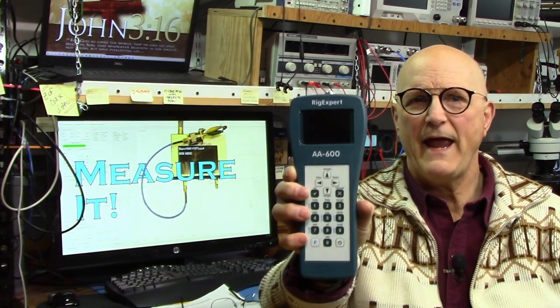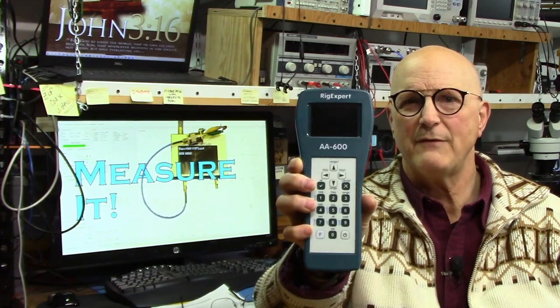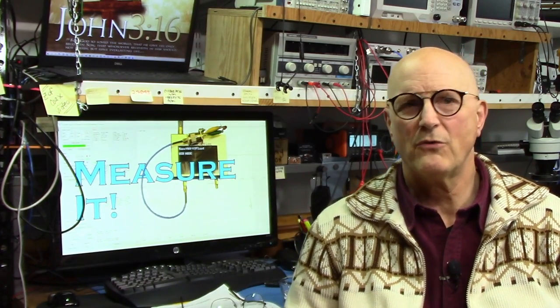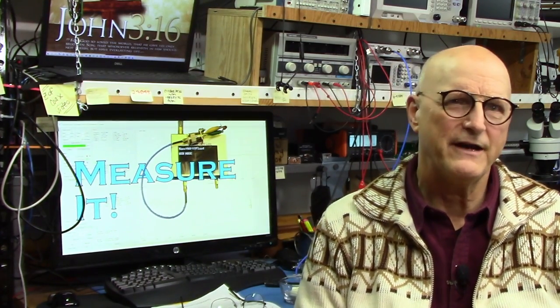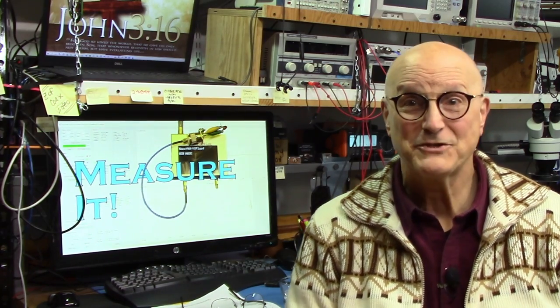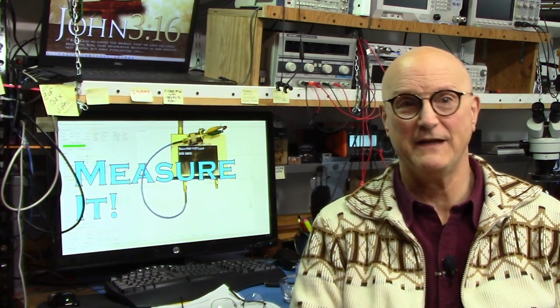Well, what about other antenna analyzers like the RigExpert? Well, I was able to borrow a RigExpert AA600 from a fellow ham here in Dubuque so I could do a quick check on it. So how did it do? Well, much better than the MFJ-259.